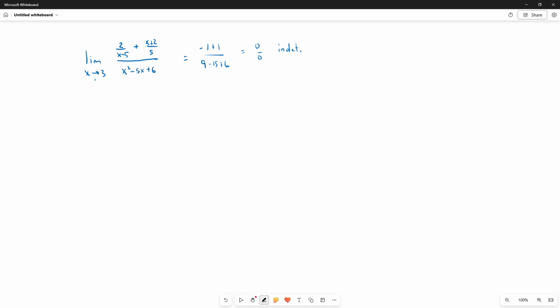So ultimately, since x is approaching 3, we would like to cancel x minus 3. That's what's causing the zeros, because when you plug in 3 for x, x minus 3 is 0. So there's somehow an x minus 3 involved in the numerator and the denominator.